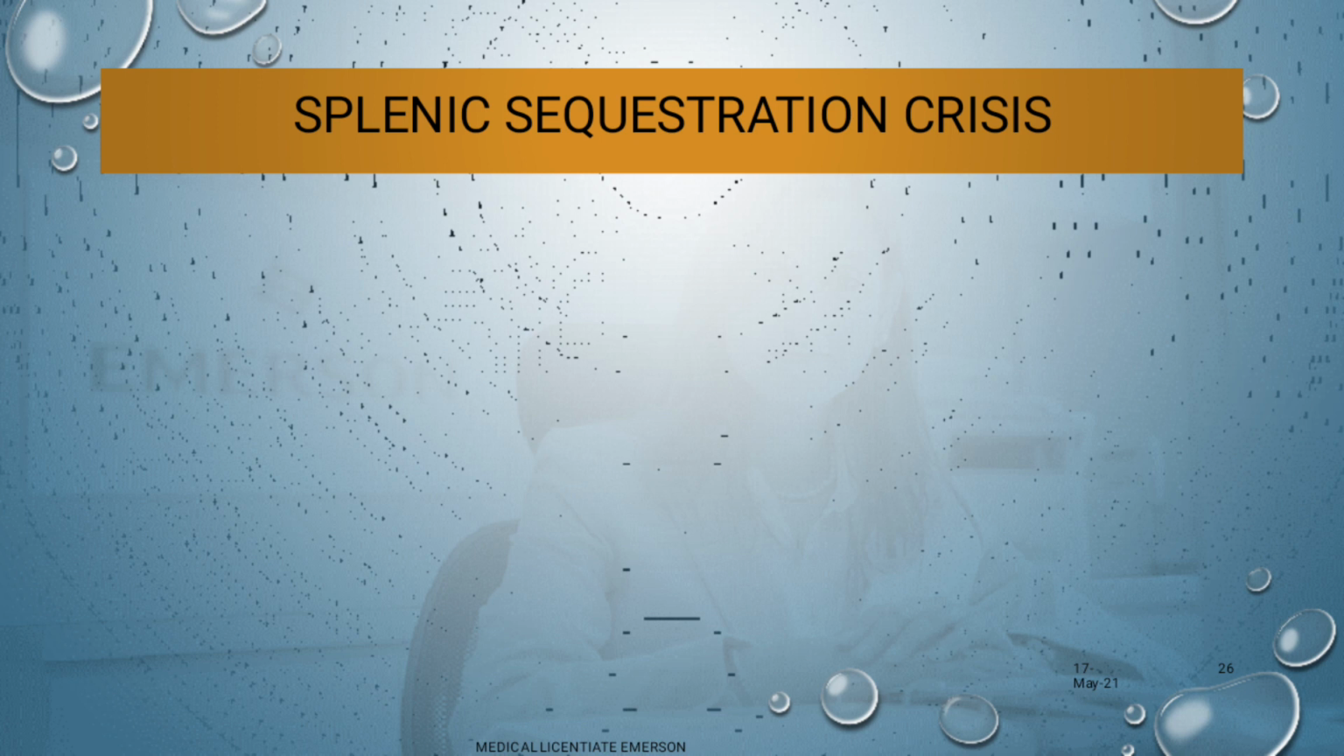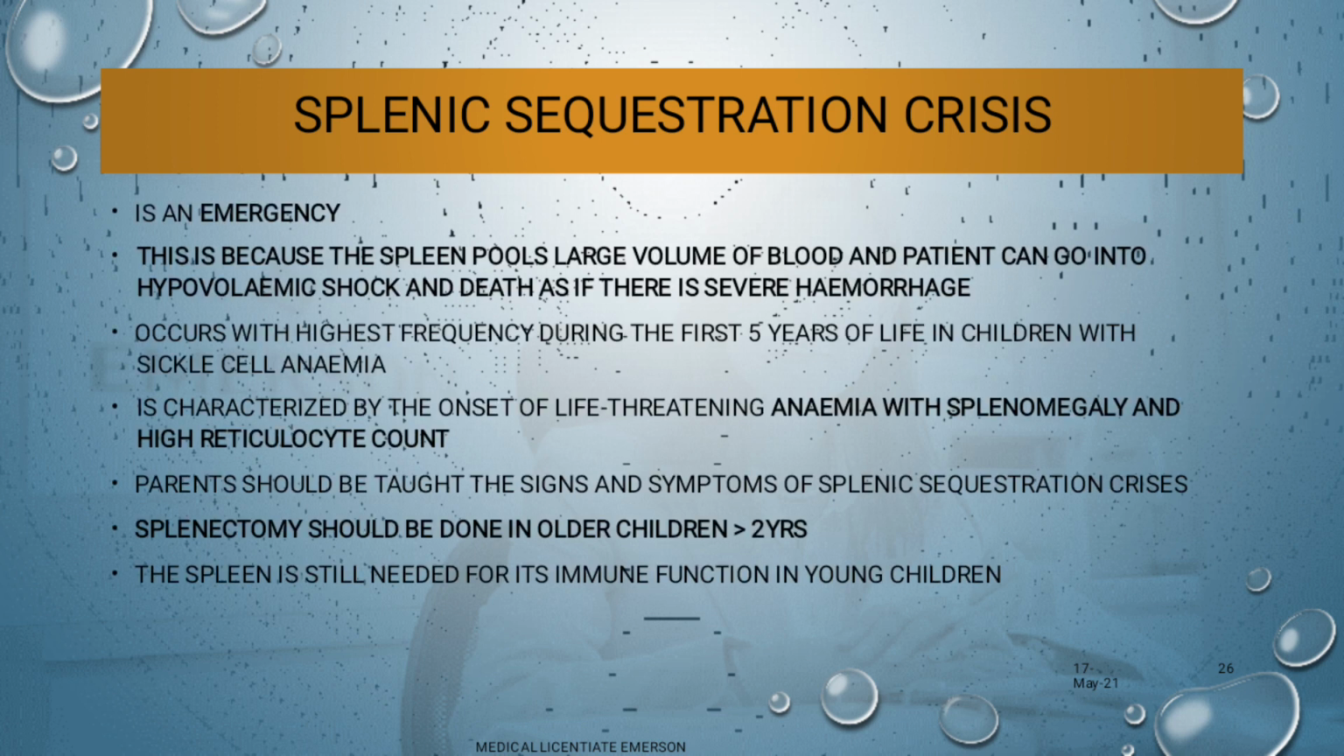Then, in terms of the splenic sequestration crisis, it is an emergency, and this is because the spleen pulls large volume of blood, and patients can go into hypovolemic shock and death as if there is a severe hemorrhage. Occurs with highest frequency during the first 5 years of life in children with sickle cell anemia, and is characterized by the onset of life-threatening anemia with splenomegaly and high reticulocyte count.